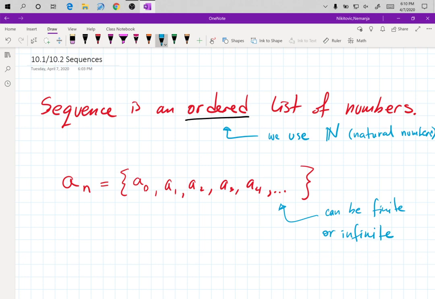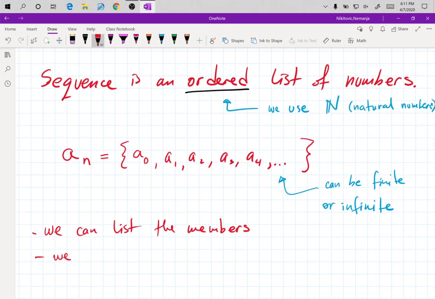So a sequence is literally nothing special, right? It's just a list of numbers. That's all it is, a list of numbers. And that list of numbers could be represented as the list itself, or you can have a formula which would generate that list of numbers. So we can list the members, or we can have a formula to generate them.